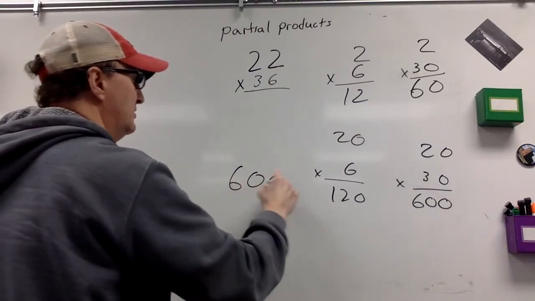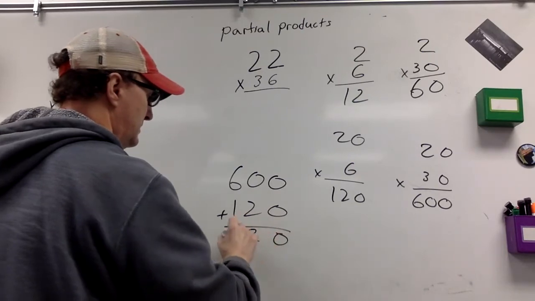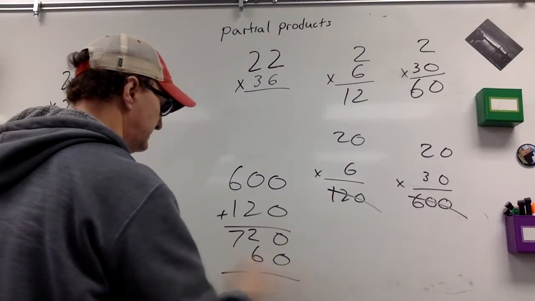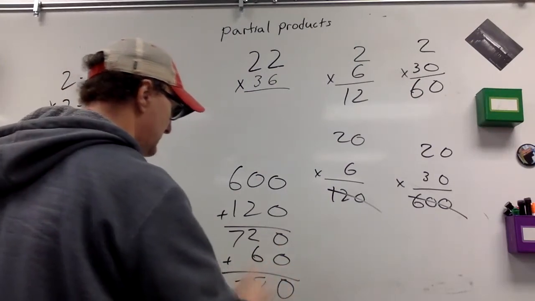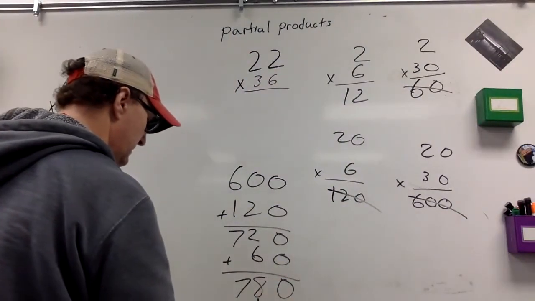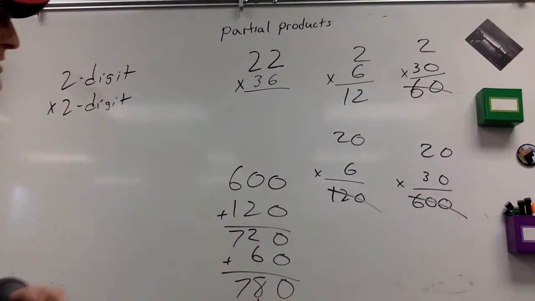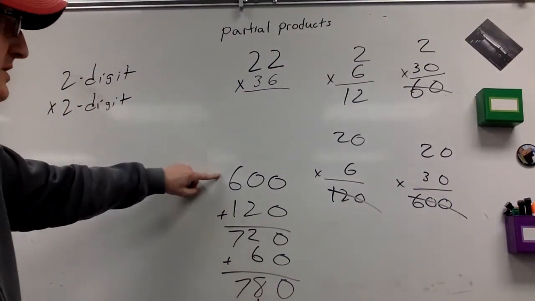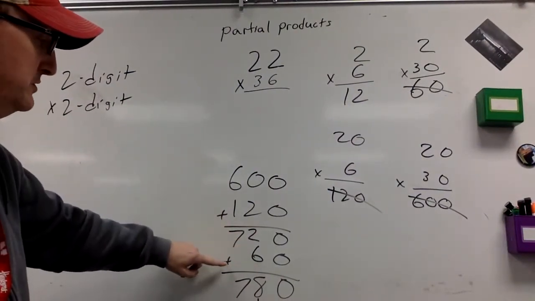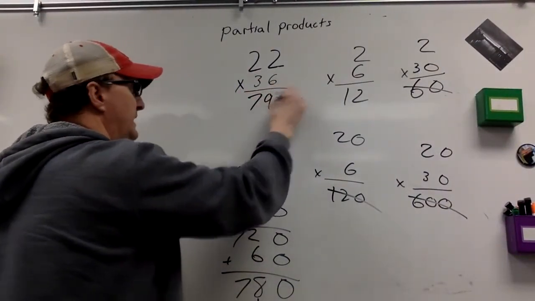Let's add them up. We could almost add them up mentally, but it's probably a good idea to write it all down. So there's those 2 added together. Let's add 60. 80. Let's add 12. 792. Let's make sure I got it all right. Looks good. So 22 times 36 is 792.